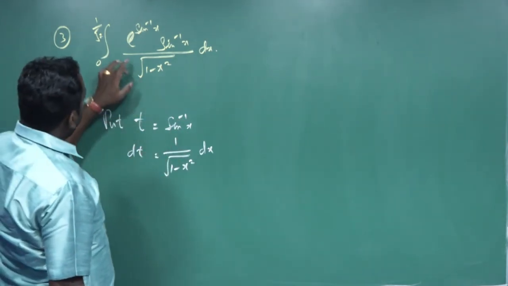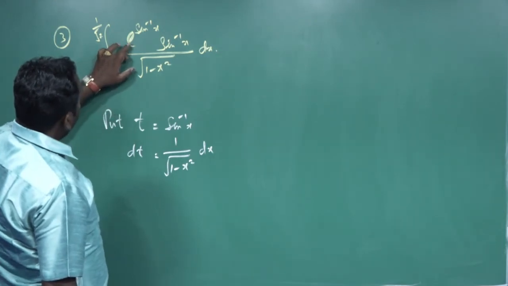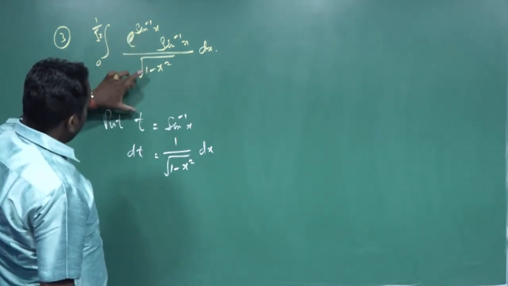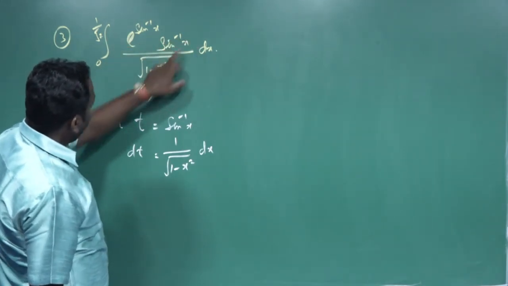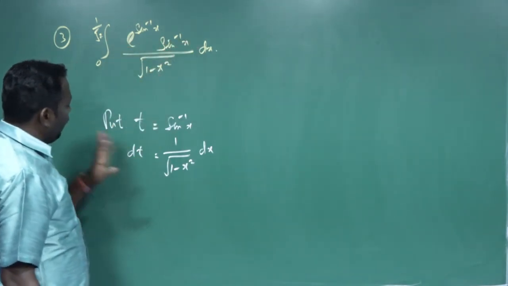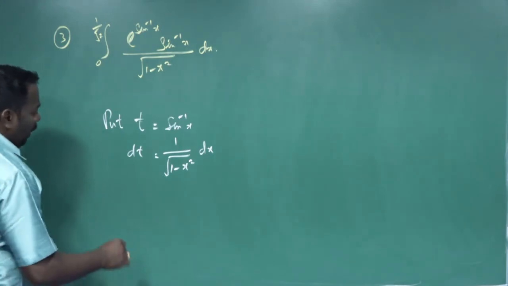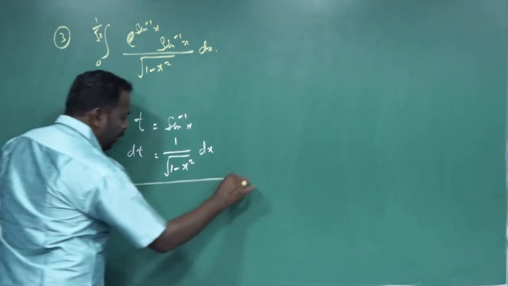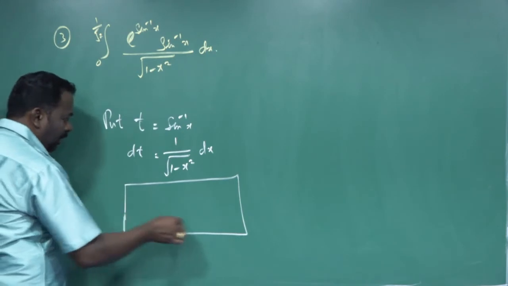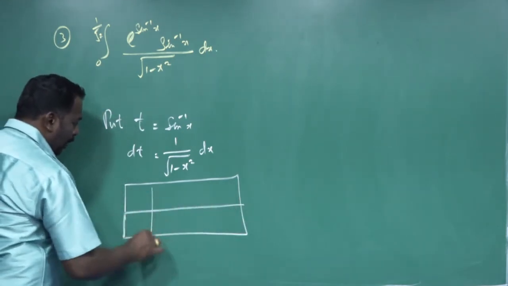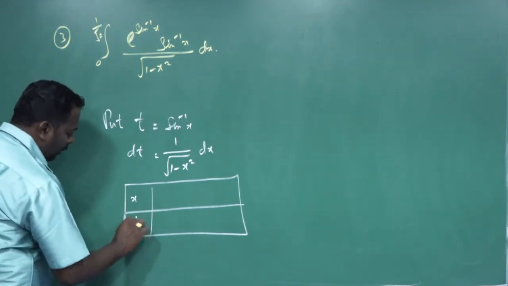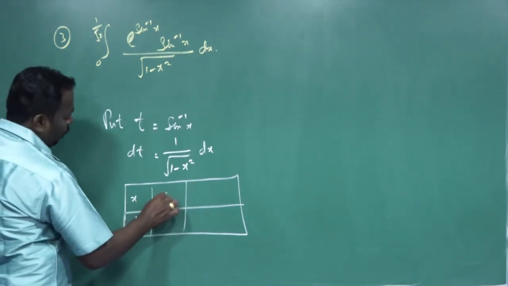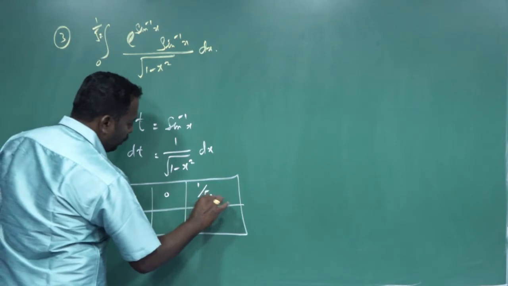Now in the given integral, e power sin inverse of x we can write as e power t, sin inverse of x we can write as t, and dx by square root of 1 minus x square we can write as dt. Before applying this, we have to find the new range, because the given function is in terms of x but we converted it to t, so we find the range from x to t. The x range is 0 to 1 by root 2.